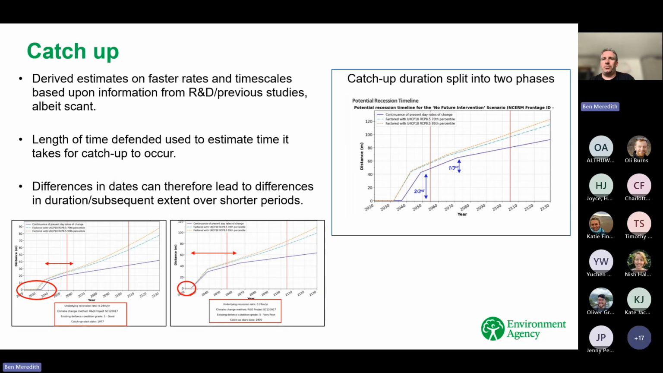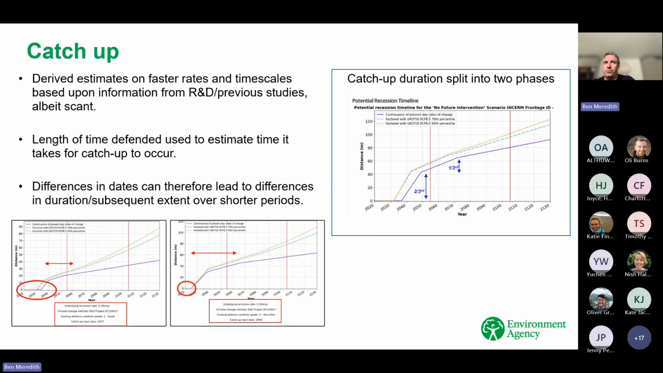We've mentioned catch-up a few times. Here's a bit more information on what we did in terms of erosion catch-up. Once a defence fails, there's a period of rapid erosion that can take place. This accelerated period of erosion is determined by the length of time that a defence has been preventing that erosion. And this faster erosion takes place for a set time period before returning back to the original underlying recession rate.